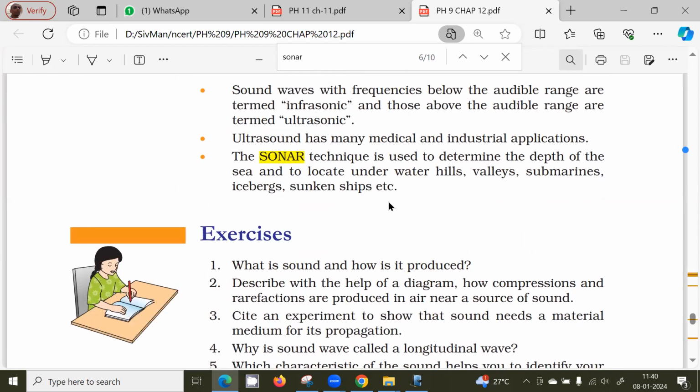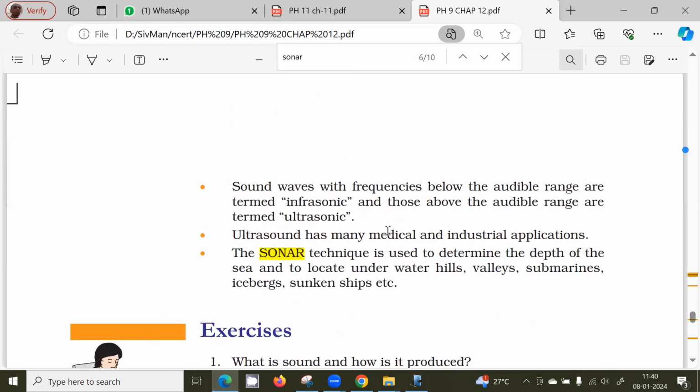Any other question? Sonar is a technique used to determine the depth of the sea and to locate underwater hills, valleys, submarines, etc. Sir, sonar comes under the application of reflection of sound, isn't it? Yes. Basically finding the depth of the sea, and also if there's any obstacle inside the sea, like an iceberg or something, we can detect it.